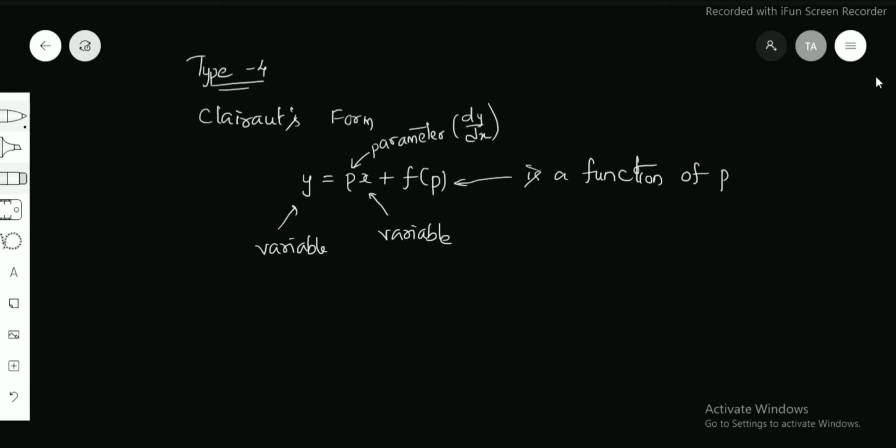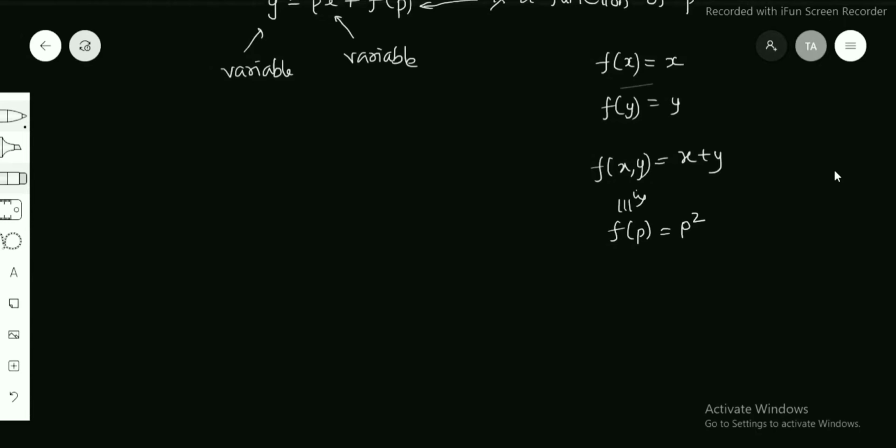Let us understand by basics. If we write x, we can represent that function as f of x. If we write y, we can represent that function by f of y. If we write x plus y, both the variables we have, so we will represent that by f of x comma y. Similarly, if I have the function p square on the right hand side, I will represent that function by f of p.